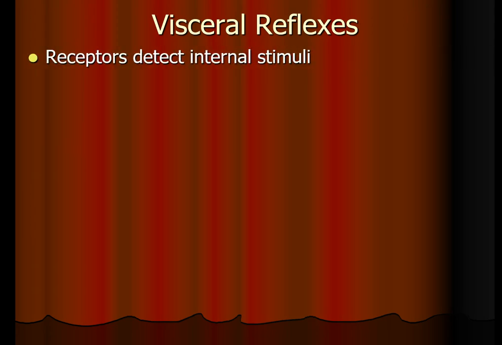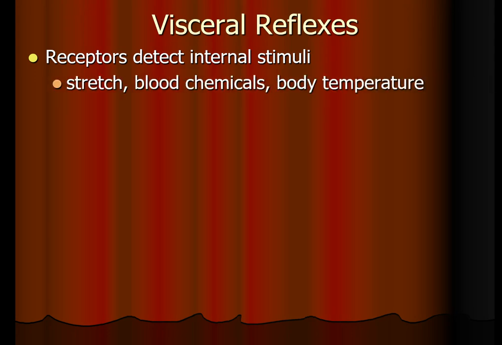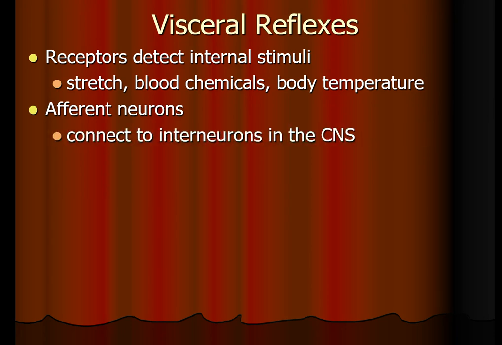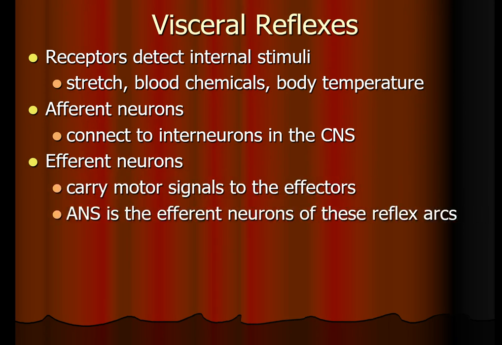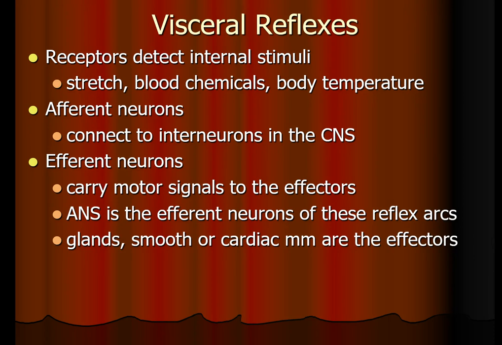So the receptors detect some kind of internal stimuli. Could be ischemia, could be a temperature change, some sort of chemical. That's the stimulus. It's carried on the afferent neuron. Synapses on the interneurons in the central nervous system. And then the next step would be the efferent neurons, right? And these are going to be visceral efferents, so we know that's the autonomic nervous system. Carried motor signals to the effectors. The effectors then would be what you just told me a second ago, cardiac muscle, smooth muscle, glands.